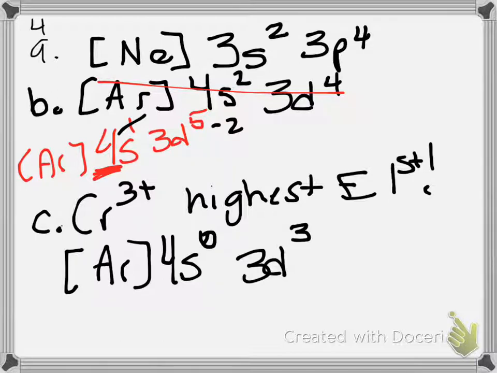Okay. So then, for D, and by the way, this is why chromium forms so many different ions, right? It could lose 1 electron, which would just be the 4s. It could lose 6, which would be all of them. So that's why transition metals are crazy.